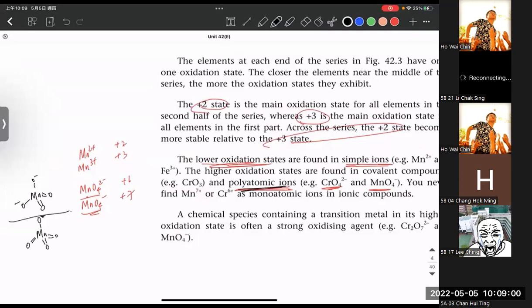Can you relate these two structures to the oxidation state? What do you see? Any pattern that you may find? It has 6 bonds for +6, 7 bonds for +7. Yes, that's right. +6, we have got 6 bonds. While for +7, we have got 7 bonds, right? 1, 2, 3, 4, 5, 6, 7. So all those to be connected to covalent bond.